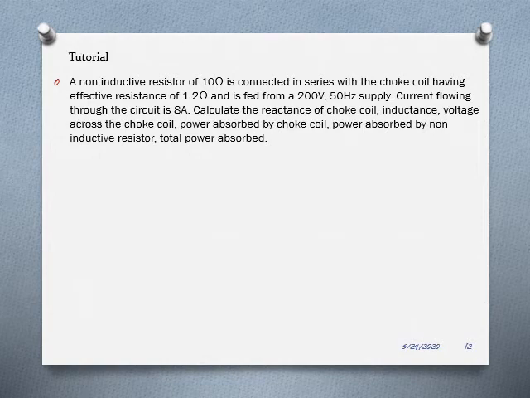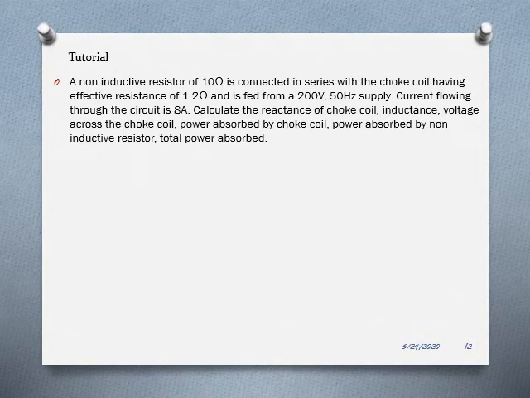A non-inductive resistor of 10 ohm is connected in series with the choke coil. This choke coil is where you have to give the stress. A choke coil meaning it is not simply an inductance. A choke coil in itself is a combination of resistance and inductance in series, having an effective resistance of 1.2 ohm, and it is fed from a 200 volt 50 hertz supply. Current flowing through the circuit is 8 ampere.